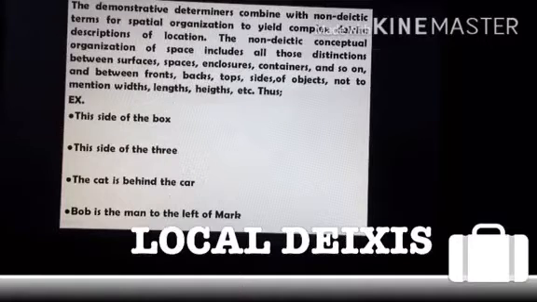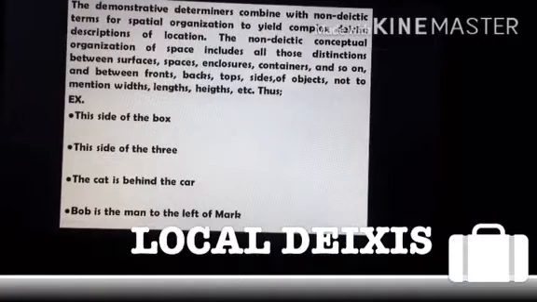The non-deictic conceptual organization of space includes all those distinctions between surfaces, spaces, enclosures, containers, and so on, and between fronts, backs, tops, sides of objects, not to mention widths, lengths, heights, etc. Thus, for example, "this side of the box" means the surface of the box that can be called a side which is nearest to the location of the speaker. The second example, "this side of the tree," means that area of the tree visible from the point where the speaker is sitting.